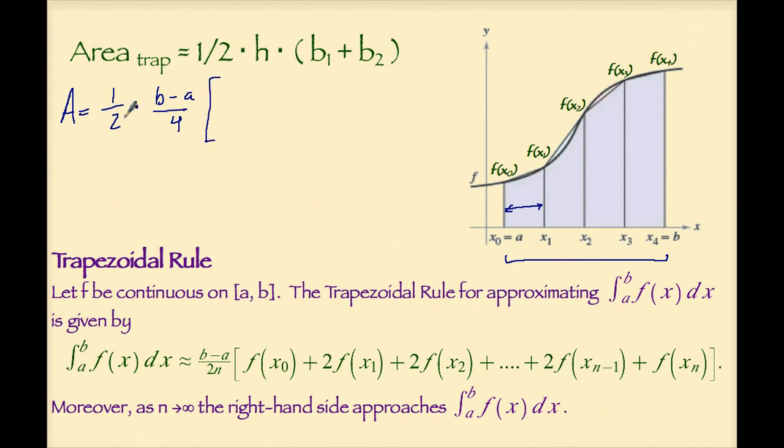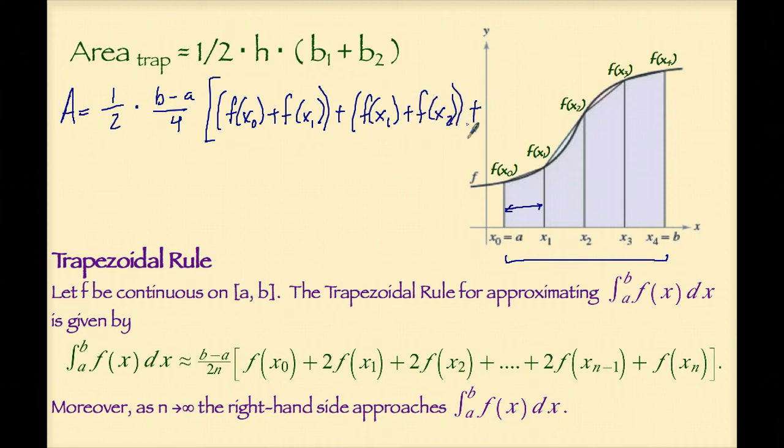Now let's factor out 1/2 in the height and then just add up the sums of the bases here. So for the first trapezoid, we have two bases, f of x sub 0 and f of x sub 1. Remember, these function values represent the height at x sub 0 and x sub 1. So the sum of the bases for the first trapezoid is f of x sub 0 plus f of x sub 1. For the second trapezoid, we have the function height at x sub 1 and the function height at x sub 2, which will be f of x sub 1 plus f of x sub 2.